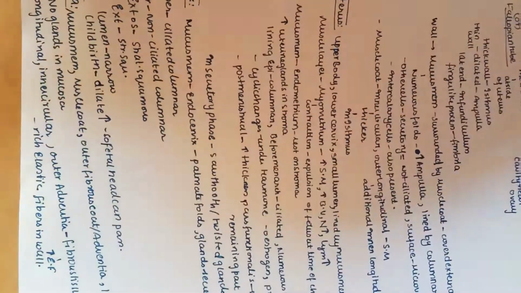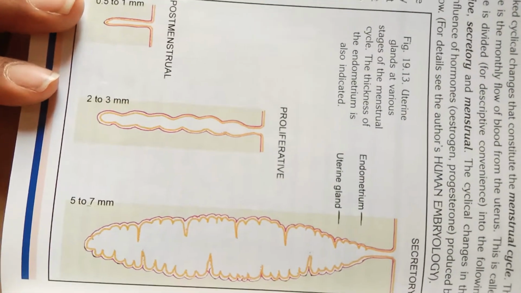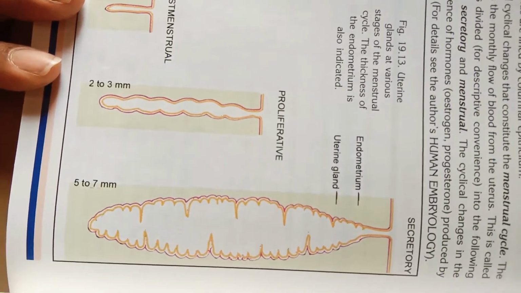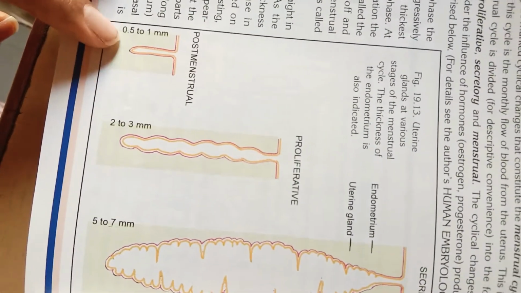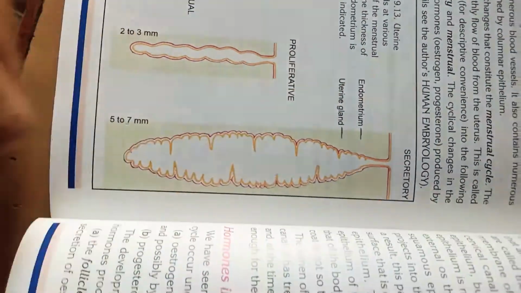Now let us check out our cervix. So here you can also check out uterine glands at various stages of the menstrual cycle. The thickness of the endometrium is also indicated. So this is the post-menstrual phase, this is the proliferative phase, and this is the secretory phase. Here the endometrium, uterine gland.